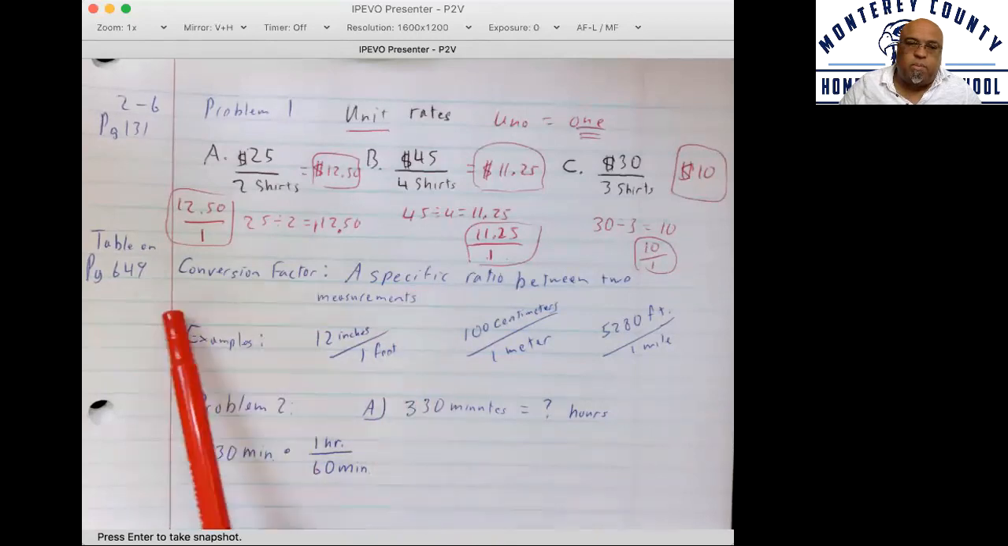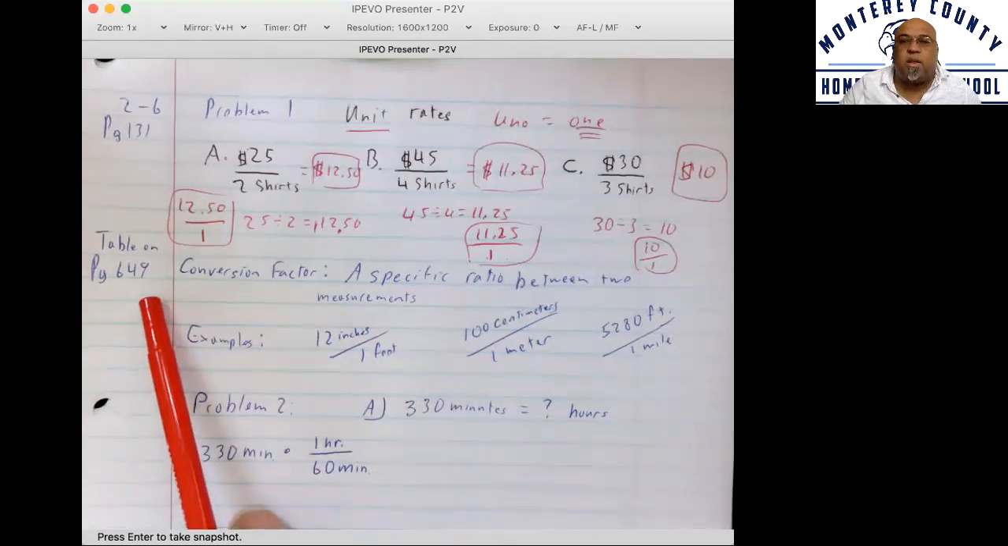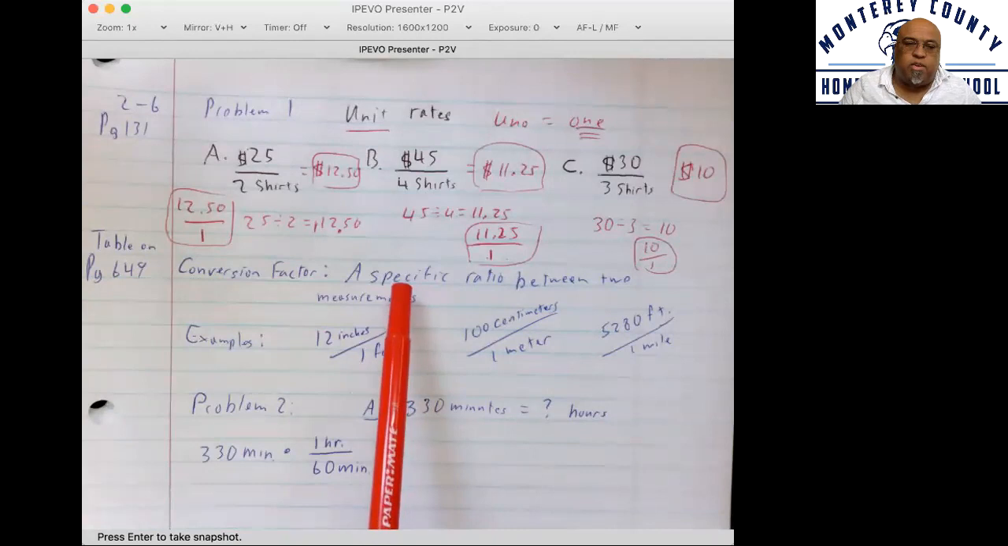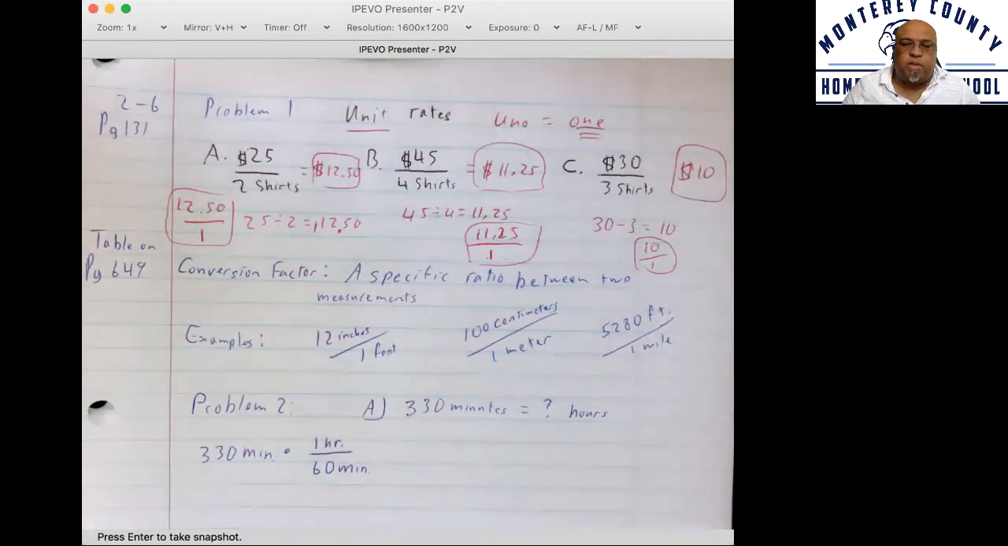Now, there's a table on page 649 if you want to check that, and that is special conversion factors that are commonly used. Now, these words are a little bit dry in explaining it, so let's just go to the examples. In this case, 12 inches is 1 foot, so the conversion factor would be the number 12. That's how many times an inch goes into a foot. So if I'm converting from inches to feet, I would need to use 12.